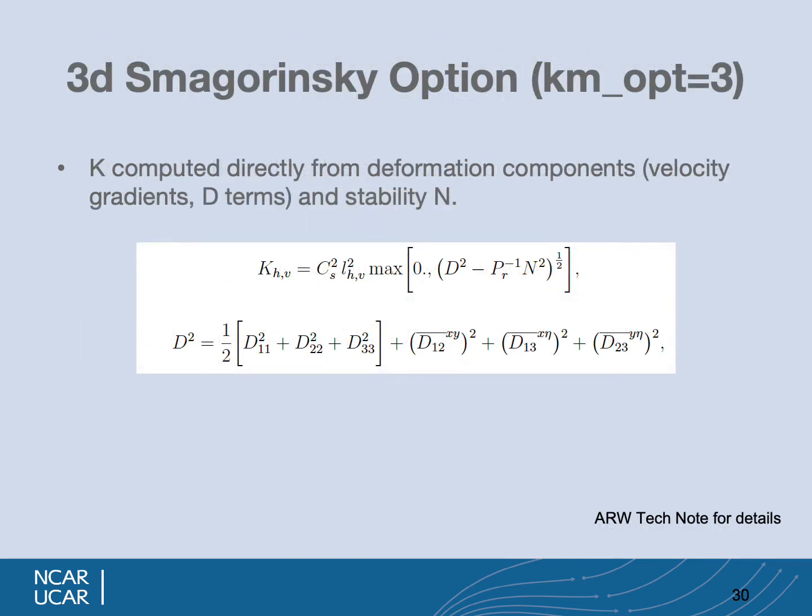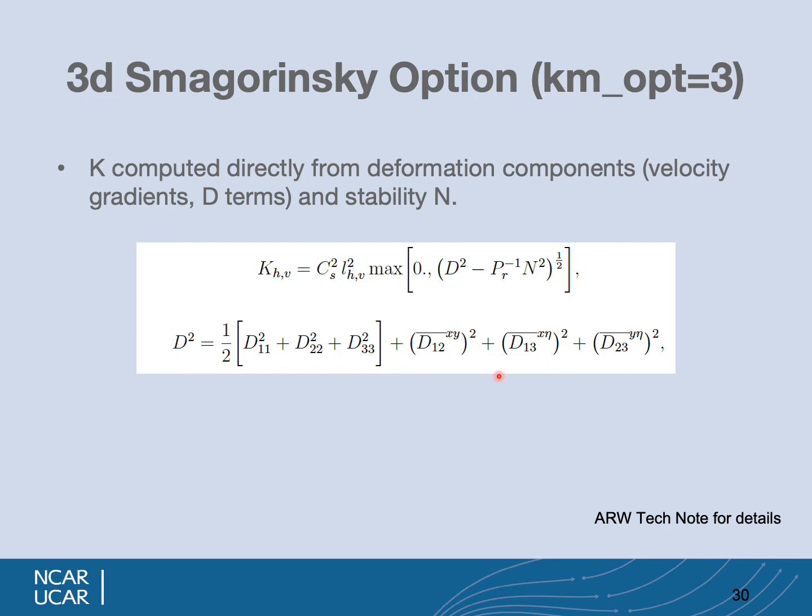The 3D Smagorinsky option is the diagnostic form that doesn't need TKE. So the K coefficient here again is a constant and a length scale. And then it's a function of the deformation, which is this tensor of all the velocity gradients in different directions, and basically a measure of the shear. And then there's a measure of the stability, which is the inverse Prandtl number times N squared. So the stability reduces the K coefficient, and the shear increases the K coefficient.